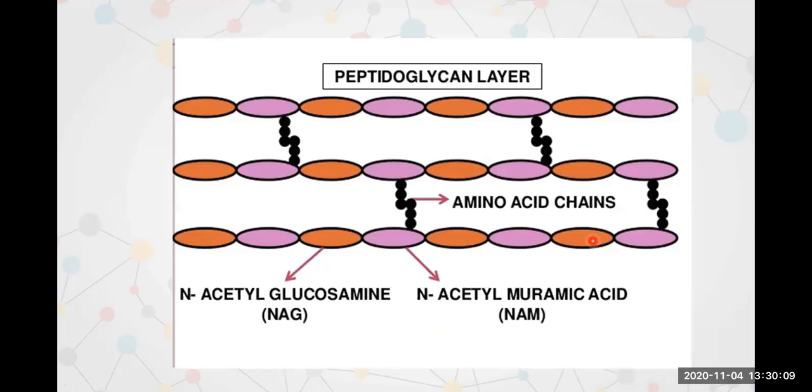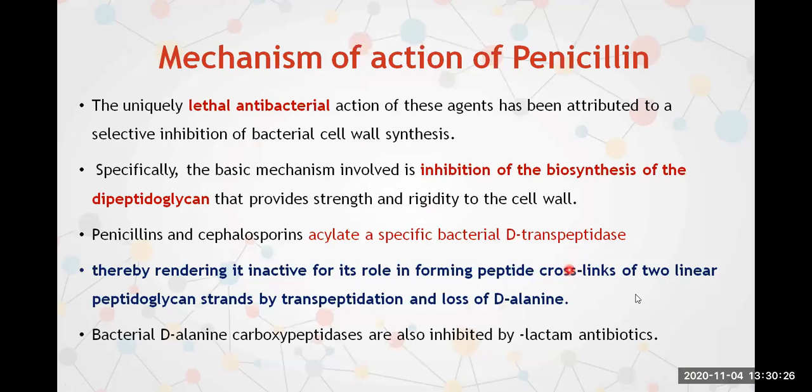This is another way of representation of how these linkages are there between the peptidoglycan. So it is linked through the amino acid chains. Here exactly the penicillin acts, it breaks down the amino acid linkage. And how does it break down the amino acid linkage? By inhibiting the enzyme called transpeptidase. Transpeptidase is the important enzyme which helps in the formation of linkages.